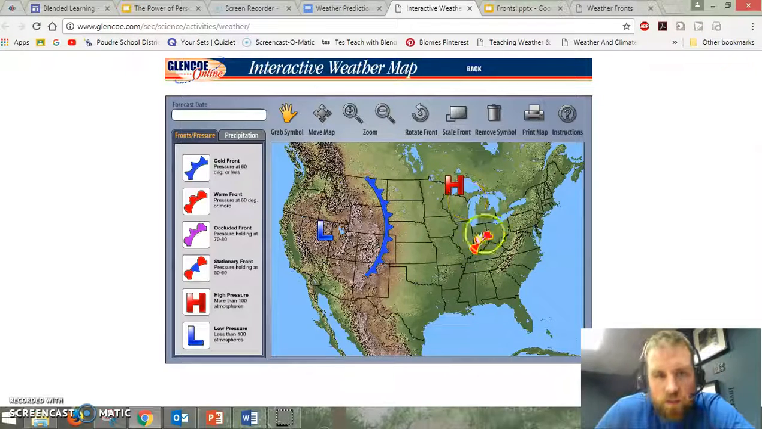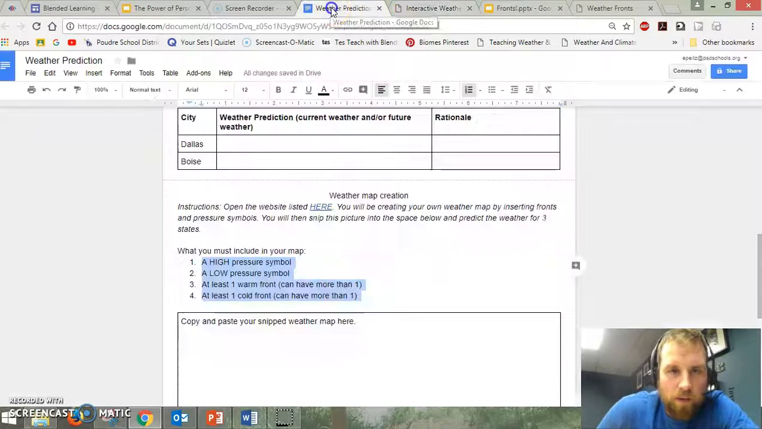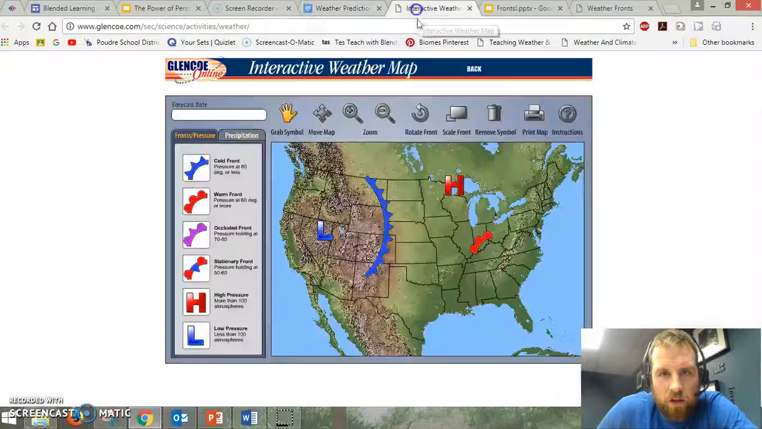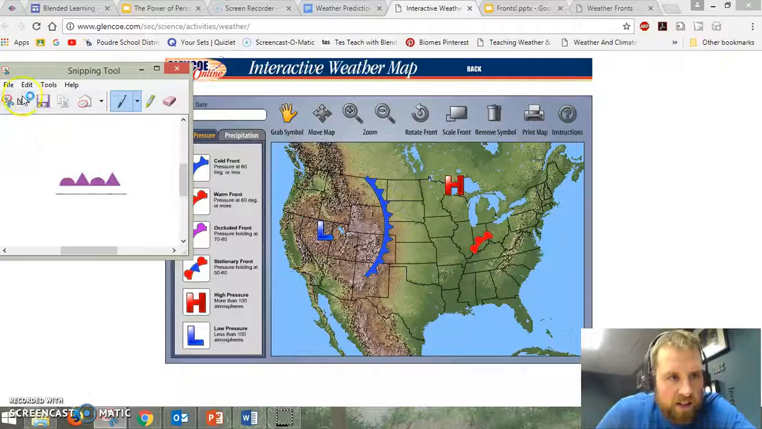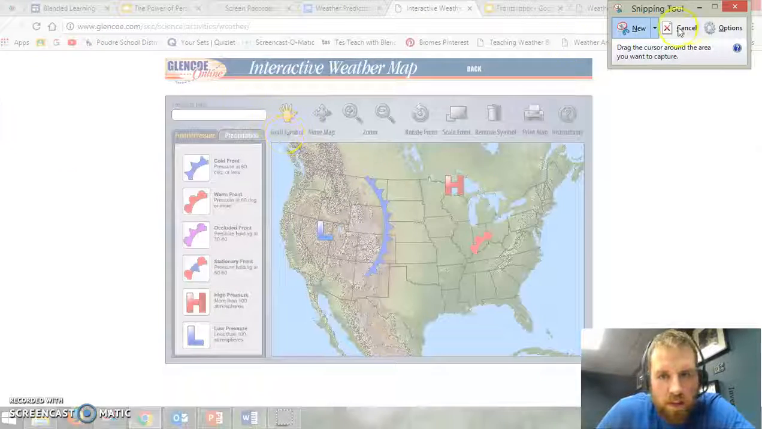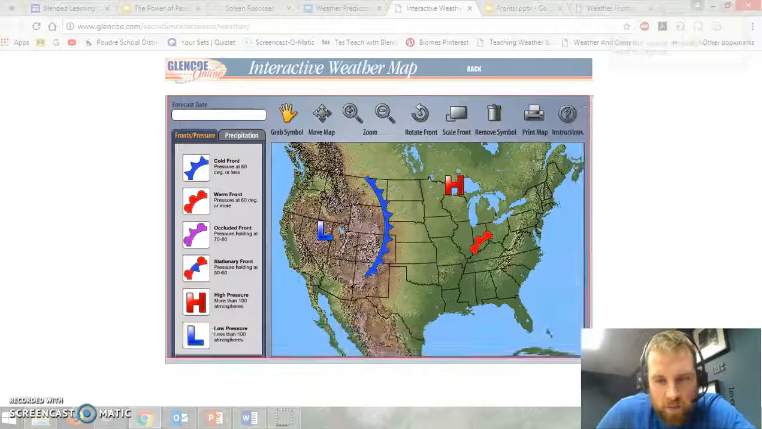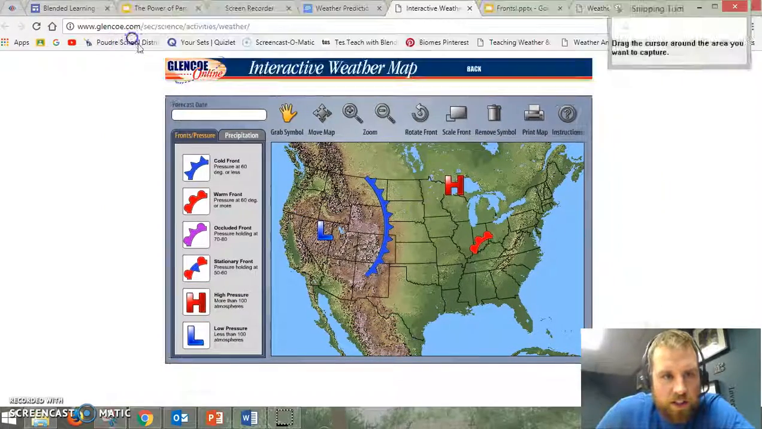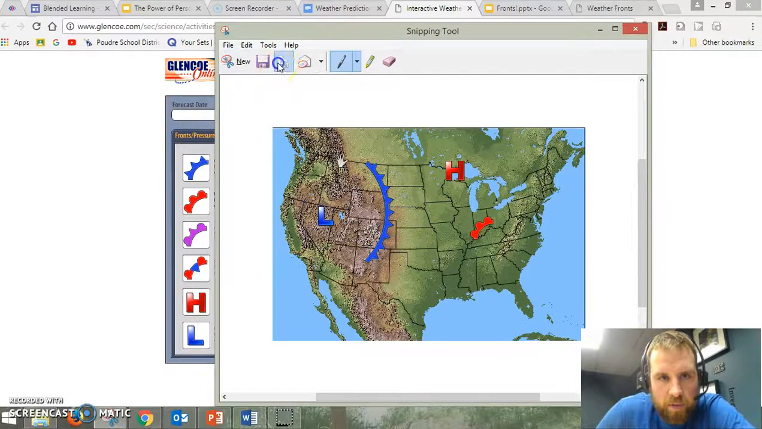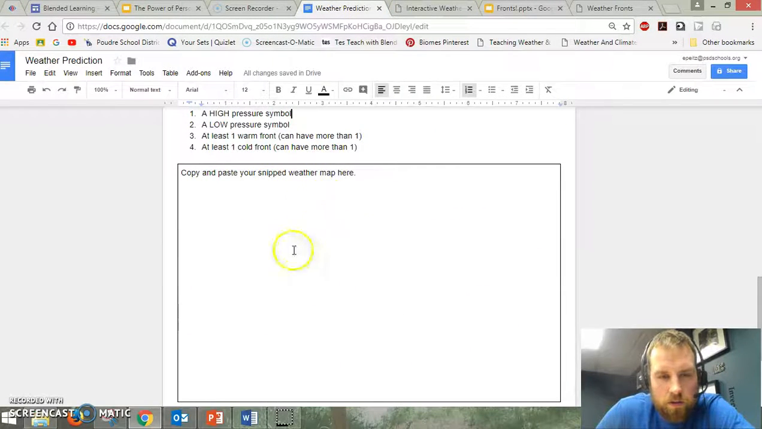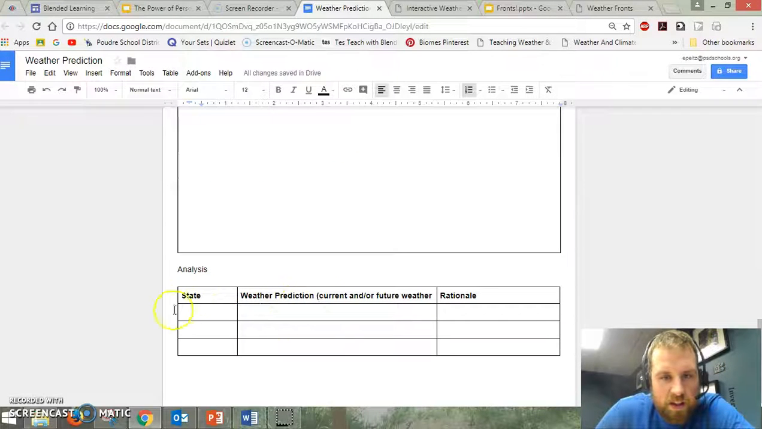Make your map look kind of cool. You can make things bigger, you can make things smaller. Anyway, you need to have these 4 symbols in your weather map. When you're all done, you're going to use the snipping tool. The snipping tool is down here. It looks like this. You're going to use a new snip, and you're going to snip just this map here. You'll snip, copy, press this as the copy button, and then paste that into your box here. So copy and paste your snipped weather map, and then you're going to analyze 3 states.